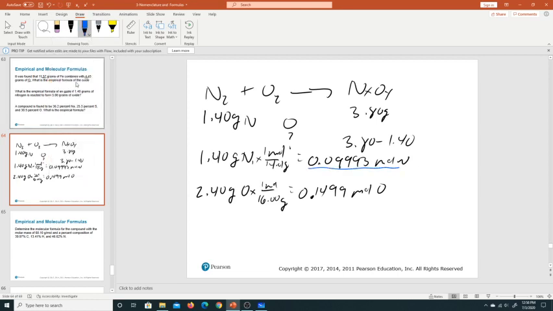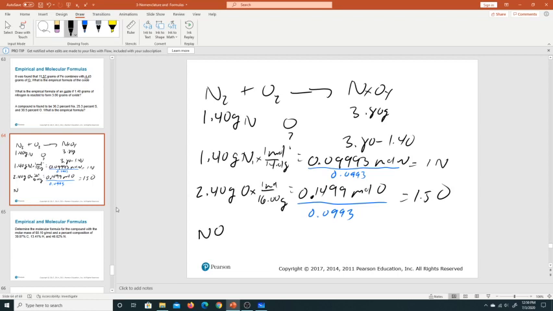That's the smallest. 0.0993, divide that by 0.0993. Something divided by itself is 1. That equals 1 N. So divide 0.1499 by 0.0993. That is 1.5, 1.50. That gives us a formula of NO1.5.